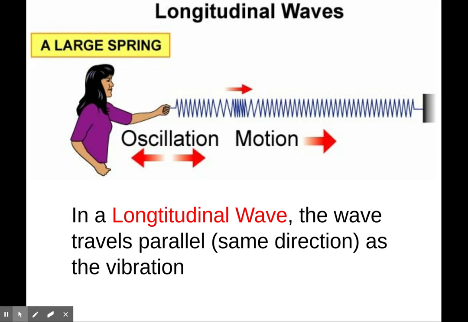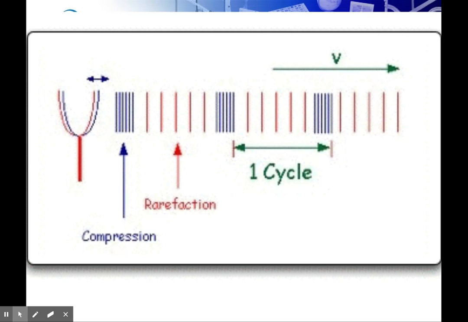The second type of wave that we're going to discuss is a longitudinal wave. Now, a longitudinal wave is a wave where the motion of the wave is parallel to the oscillation or vibration of the wave. So the motion goes in one direction, the oscillation is going in the same direction, or can be going back along it, but on the same plane essentially.